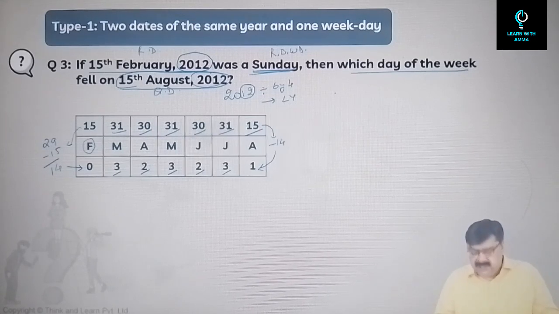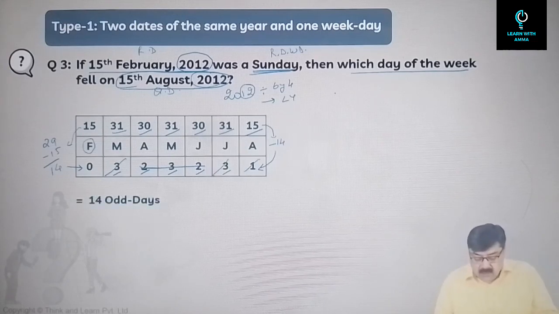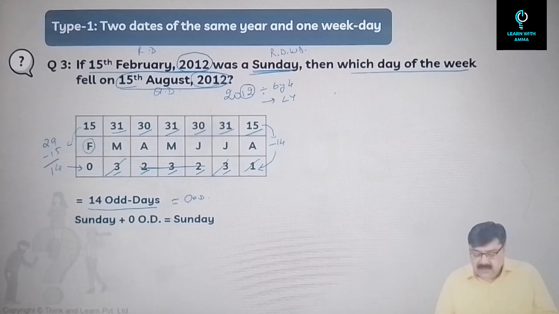Once again, we will adopt the process. We will not add up these figures. Now, surely you find 2, 3, 2. 2 plus 3 plus 2 is 7. And then 3 plus 3 plus 1 is also 7. So you should get 0 odd days here. If you add them, you will get 14 odd days, which is again equivalent to nothing but 0 odd days. And Sunday plus 0 odd days means the same day, Sunday. Now, once again, you won't have to perform calculations.